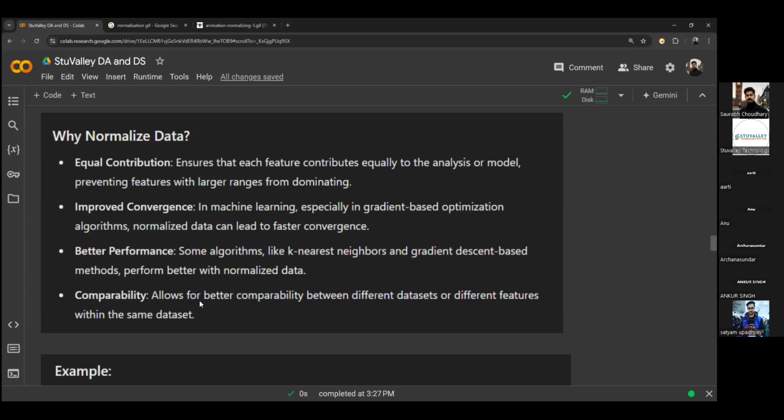Archana, are you saying something? Okay, comparability allows for better comparability between different data sets or different features within the same data set. So comparison will also be quite easy for you, right.